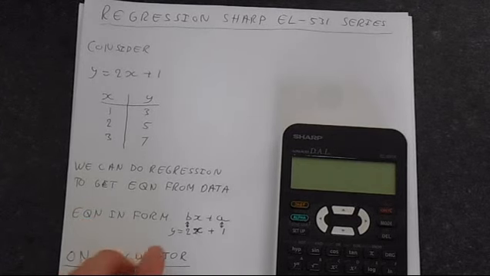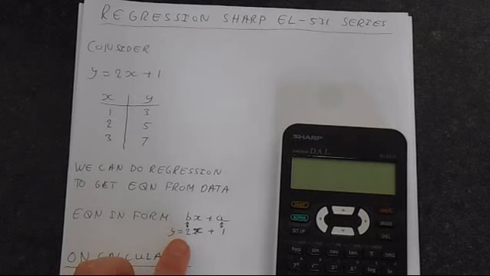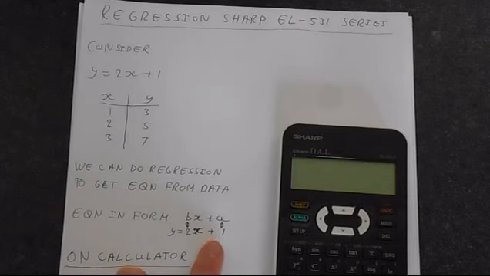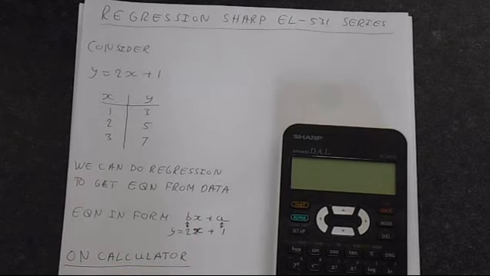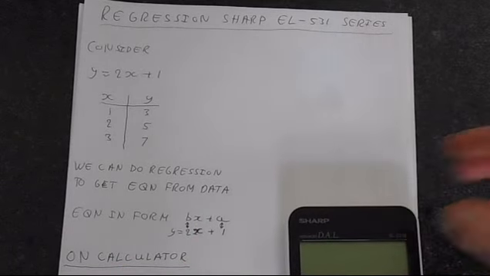The equation is going to be in the form bx plus a. We've got the equation 2x plus 1, and by comparing this you can see that b is going to be 2 because it's the coefficient of x, and then you've got plus a and you've got plus 1 here, so a is clearly going to be 1. But let's do this on the calculator from the data.